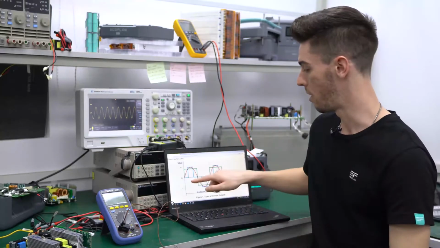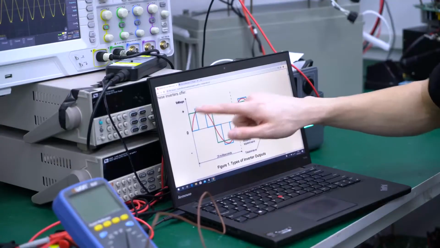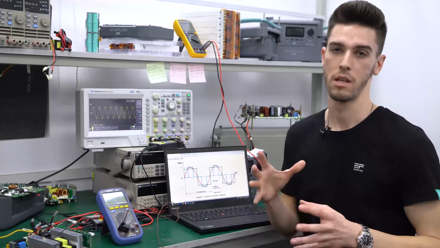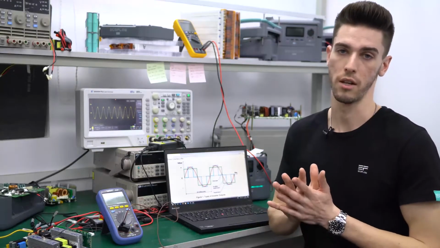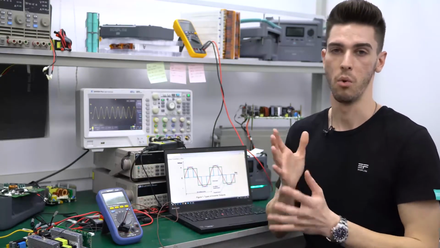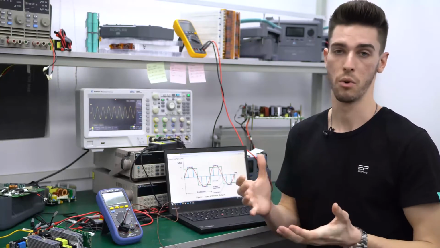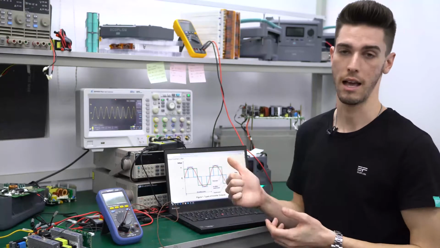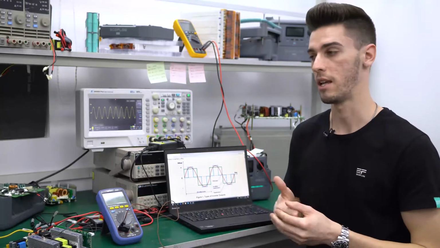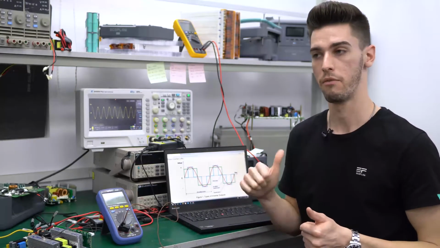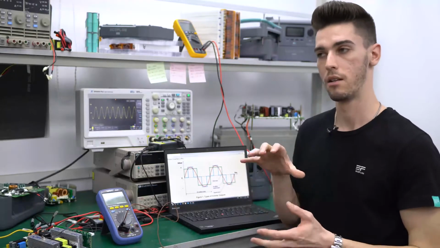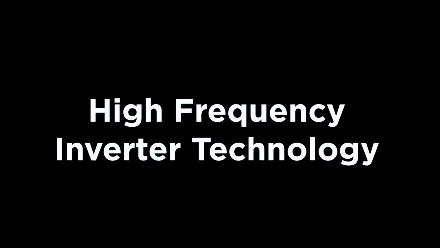What we've done is decided to go with a pure sine wave, which is represented by this red line. Unlike the other two, this poses no risk of damaging electronics. On the other hand, it's more complex to manufacture and costs a little bit more, but it's worth it because this is the safest option. And this allows us to build a more intelligent inverter. I'm going to get into that later in the video. But first, I want to take a look at high frequency inverter topology.